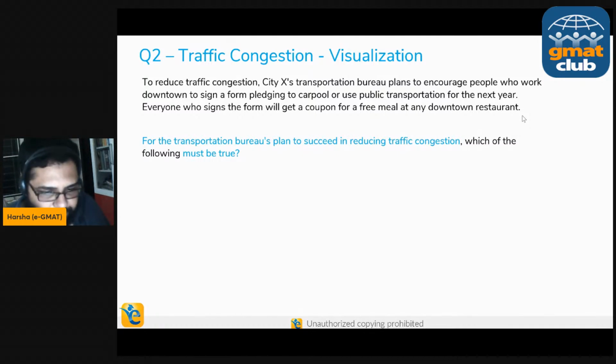So here's my first question for you. What is the conclusion of this argument? Remember, you have to find an assumption. It's an assumption question. You need to find some assumption. But to do that, you need to find the conclusion. What is the conclusion here?